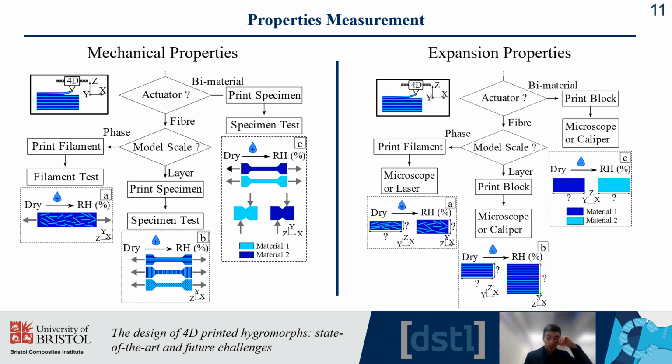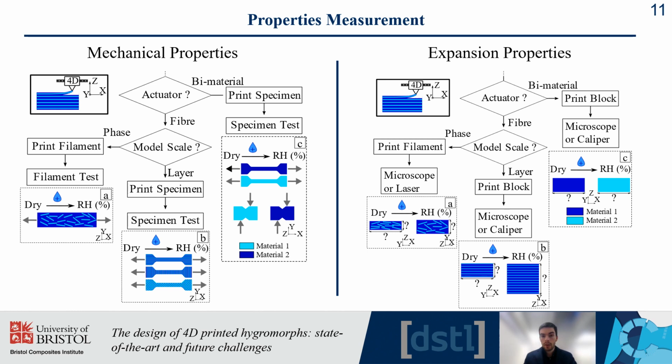Another thing which is very important is the expansion properties of the material. So here's a decision tree, again depending on which type of material you're considering and which scale of modeling you're considering. The standardization is not as significant as for mechanical properties. For instance, researchers have been using micrometers and calipers a lot, but this technique is slowly going down for microscopes to emerge, and they use more and more optical measurements in order to account for this property.